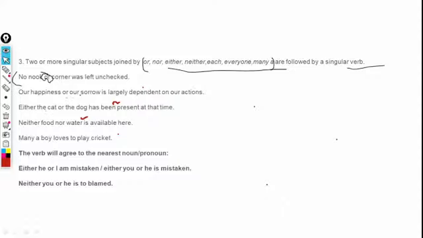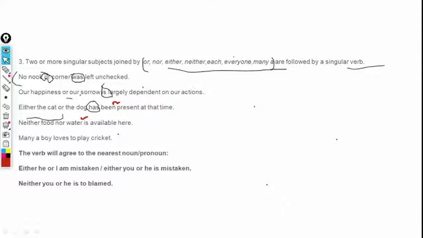Our happiness or our sorrow is largely dependent on our actions. So is a singular verb. Was, singular verb. Either the cat or the dog has been present at that time. See, either or with a singular verb, because either or means one or the other, and whenever you see or, nor, either, neither. But yes, I will talk about the exception in the next slide that is about to come, because there are many rules and it's not that easy to just mug up the rules.